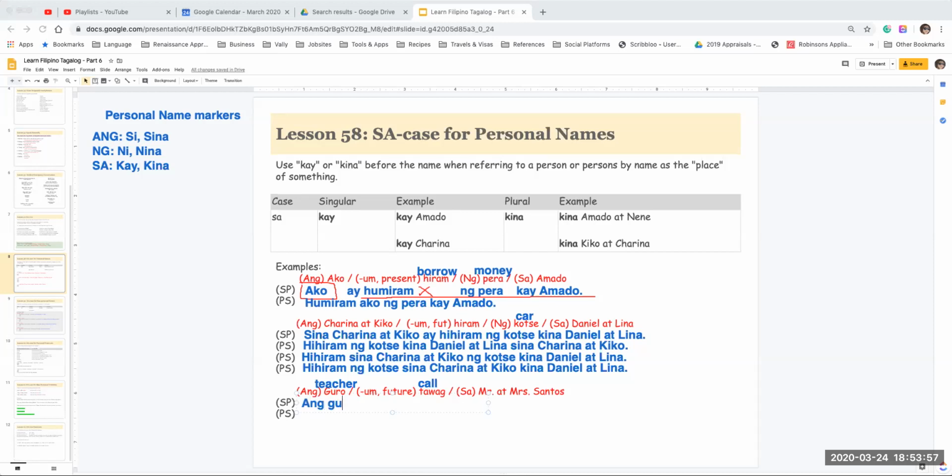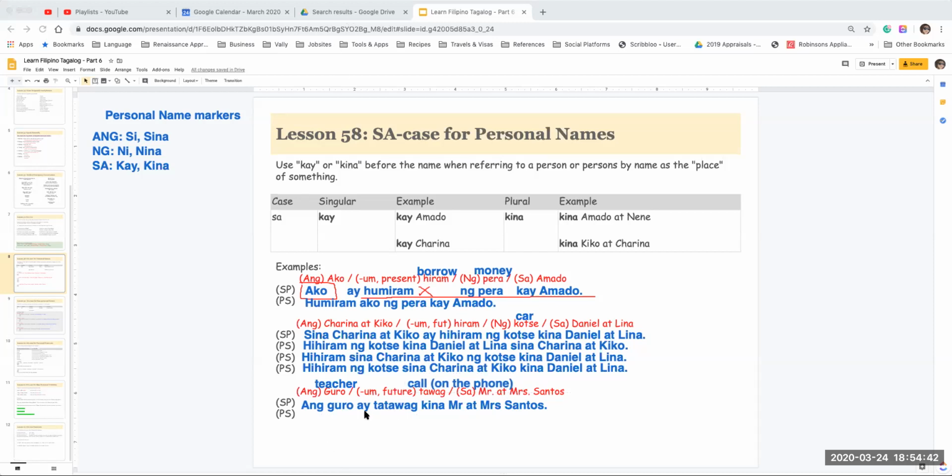Ang guro tatawag. Where's your predicate marker? Sorry. Ang guro ay tatawag. Yes. Kina Mr. at Mrs. Santos. Okay, very good. By the way, this particular call, we say will call, probably call on the phone. Not just to call out or anything. We'll call on the phone.